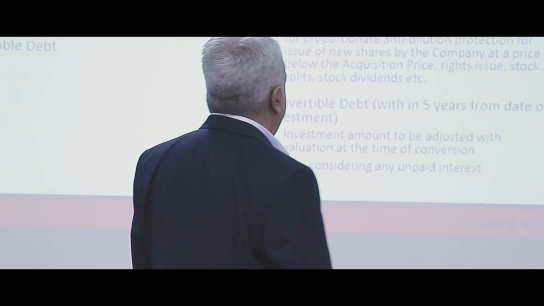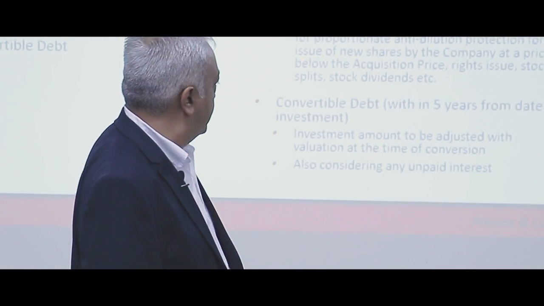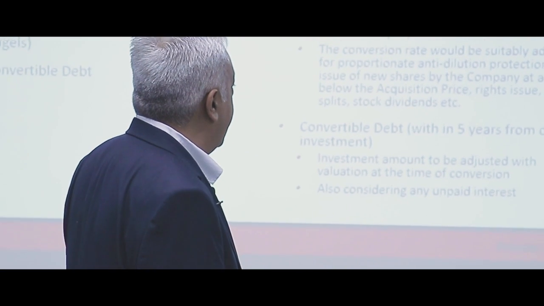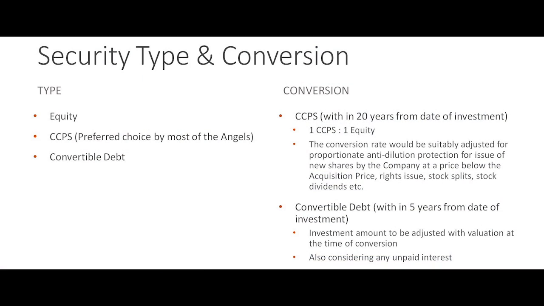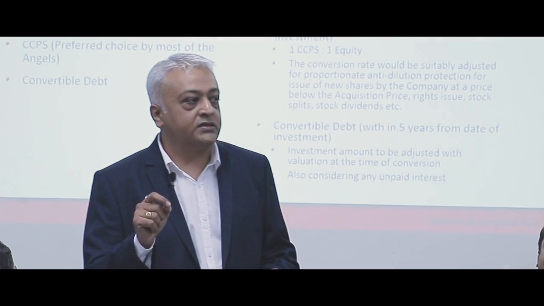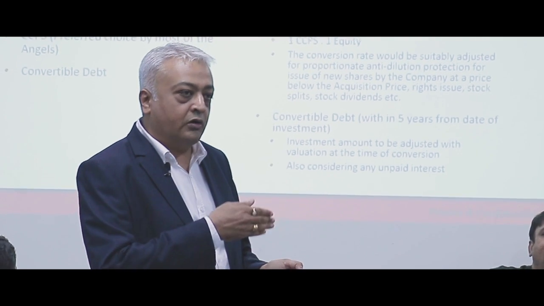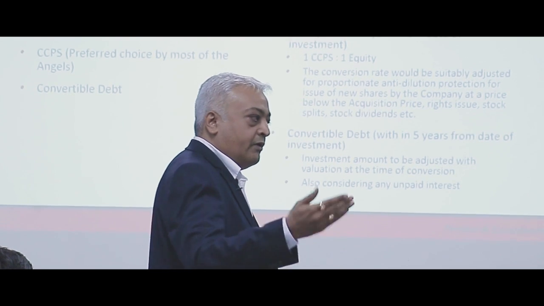Convertible debt, within 5 years from the date of investment, the amount is to be adjusted with the valuation at the time of conversion. This is in case you are converting your debt, the CCD, into equity. And also considering the unpaid interest. So since you are a startup, it may happen that there is a particular interest component which you are supposed to pay, which you have not paid over a period of time, but at the time of conversion, this will be adjusted.